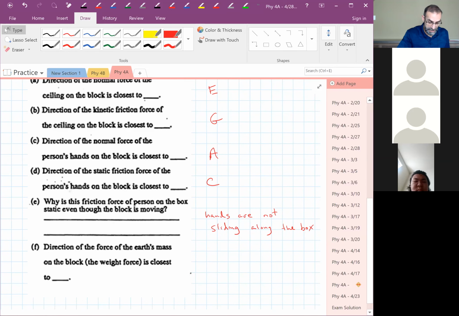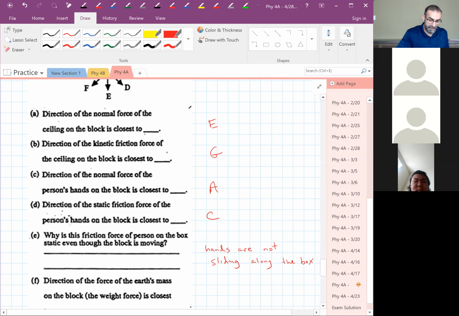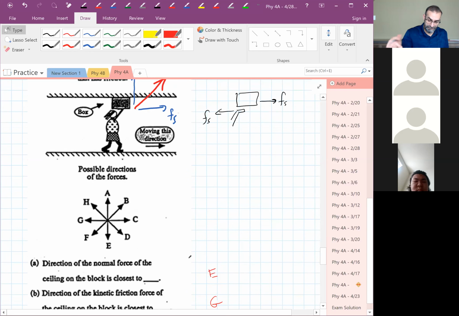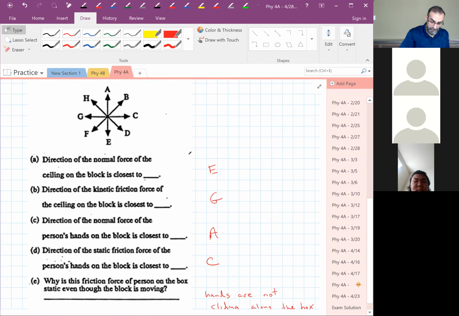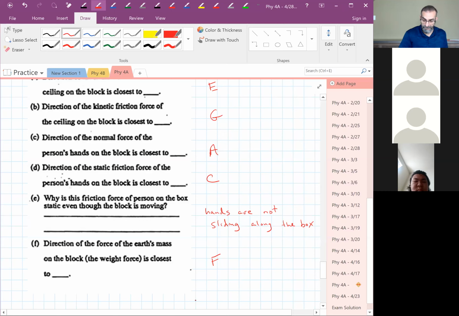And the direction of the Earth's force of gravity acting on our box is toward the center of the Earth.